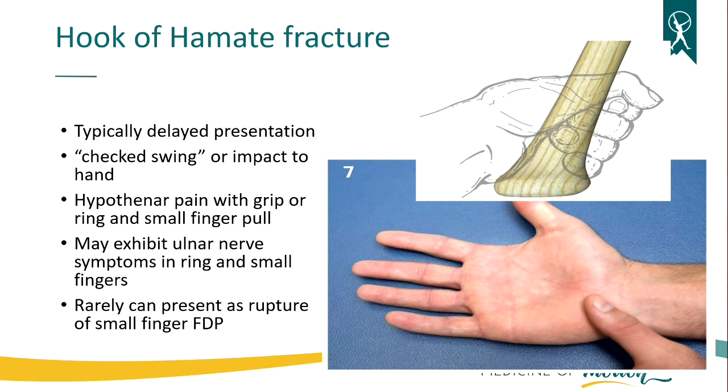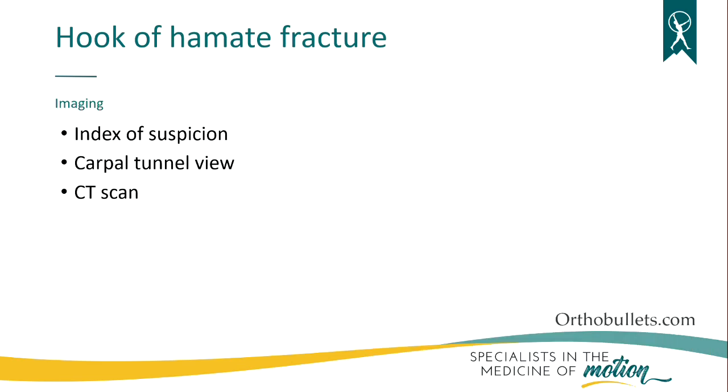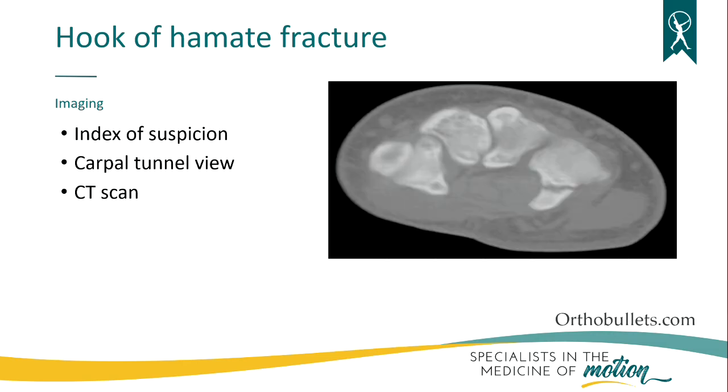If we look at these in a little bit more detail, it's typically delayed, like this patient, when they present. They may have a history of impact to the hand or a checked swing, and they'll have pain in this hypothenar region. They may have numbness and tingling in their ring and small fingers, and rarely they can have an attritional tear of their small finger flexor digitorum profundus as it comes around the hook, kind of like a pulley there. You need a high index of suspicion for a hook of hamate diagnosis.